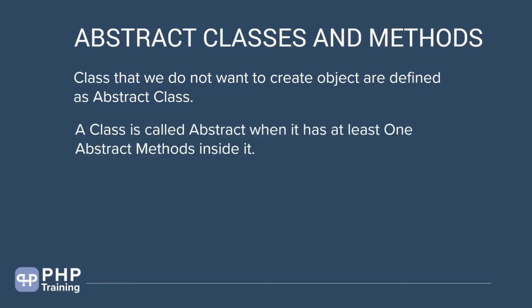This is the rule of an abstract class. When any of the methods in a class is defined as abstract, then that class becomes an abstract class. And what is an abstract class? A class that we do not want to create an object of, but we want to access the methods of the class without an object. Then that class becomes an abstract class.